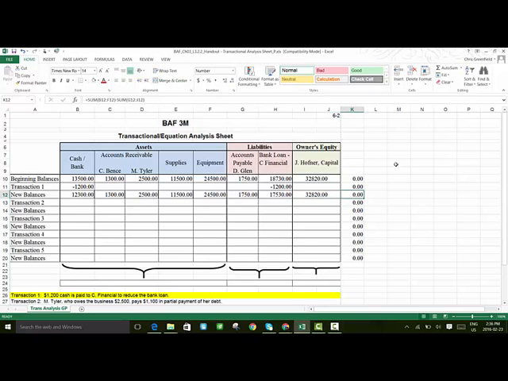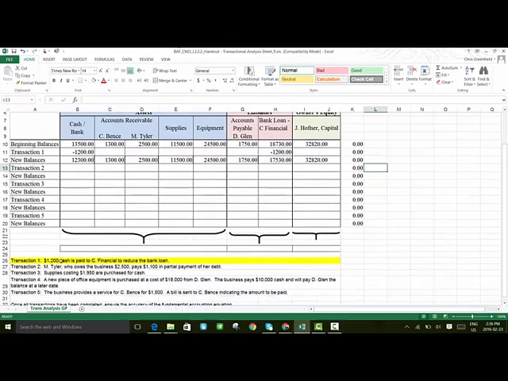And then again, once we want to do our little double check, we can see here that all the blue numbers that we've added equal up to all the red numbers we've added. All right, so that ends the first transaction. So now we're going to go on to the second transaction.